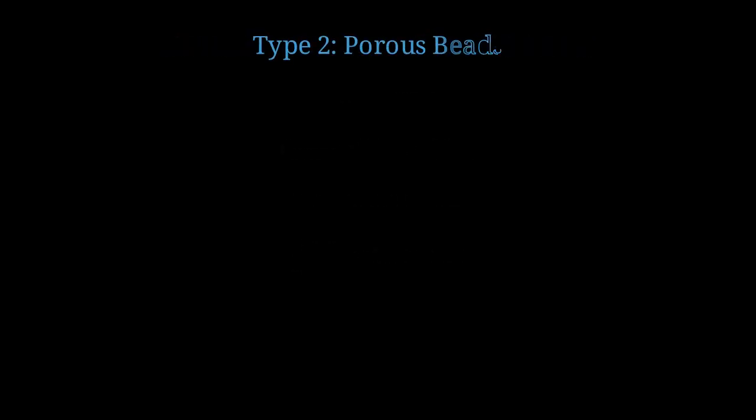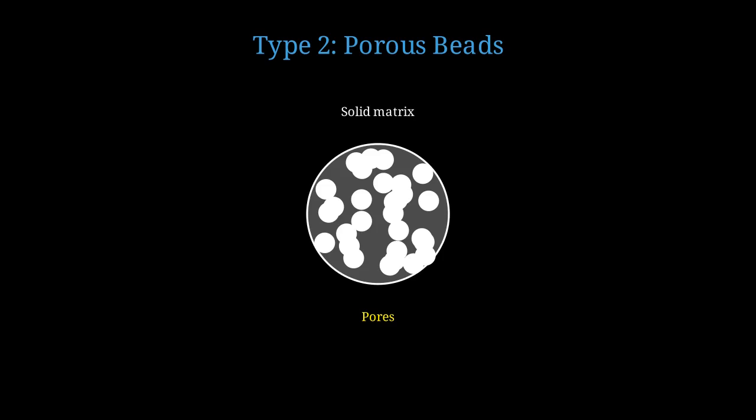Our second material type is porous beads. Unlike hollow colloidosomes, these are solid spheres riddled with interconnected pores throughout their volume. Imagine a sponge at the microscale. Porous beads have a continuous solid network, with pores distributed throughout, creating a high internal surface area.